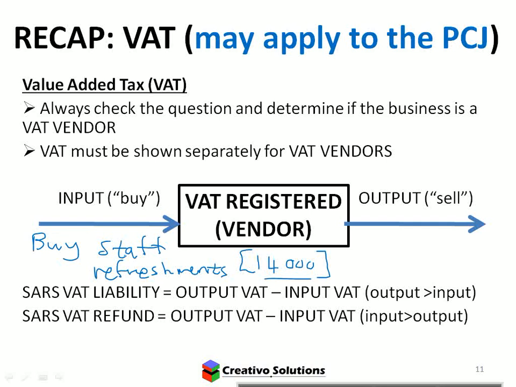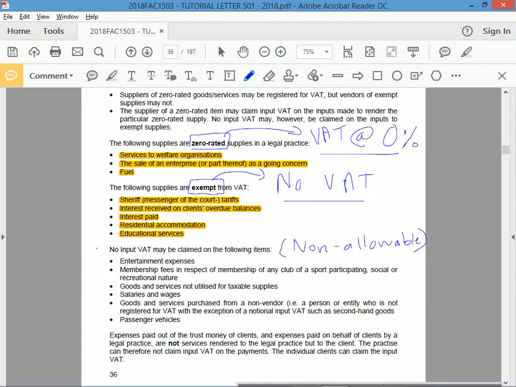But if I'm buying staff refreshments, when I buy tea and coffee, does the tea and coffee have VAT? Yes. The next time you buy tea and coffee, just look at the till slip. You will see VAT on that slip. So is the company paying VAT? Yes. But can they claim input VAT on those items? No. And the reason for that is, hey?